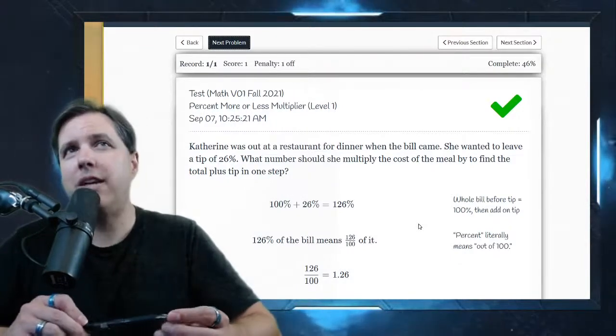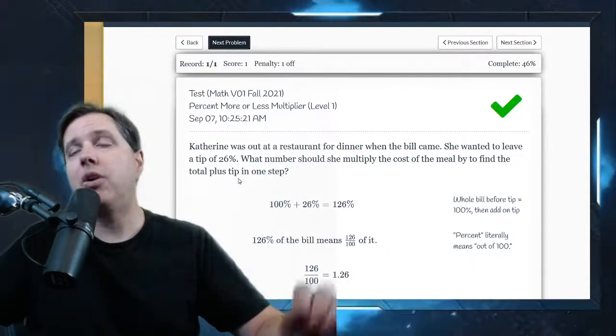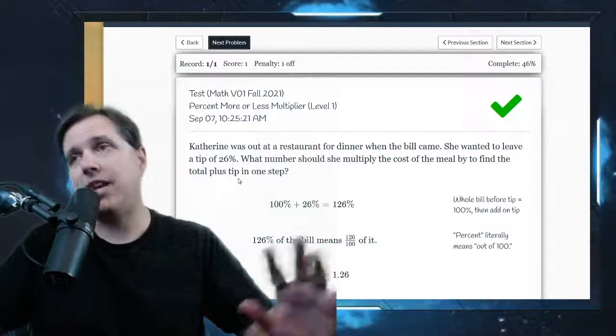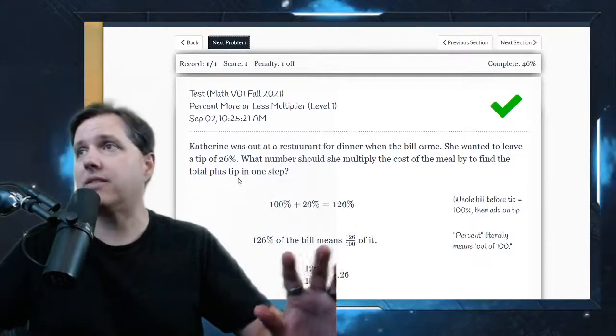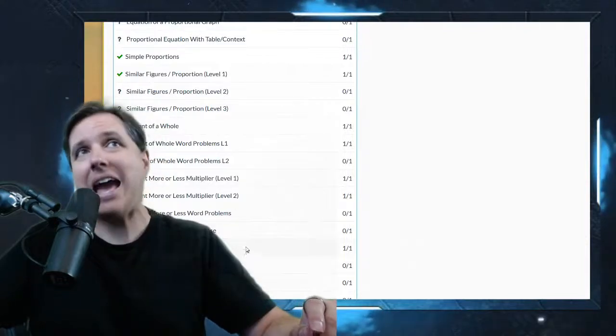So don't just memorize it. Because here they asked for the total plus tip. What if they had just asked for the tip? Then we'd just be multiplying by 0.26, right? So it depends on how the question is being asked.